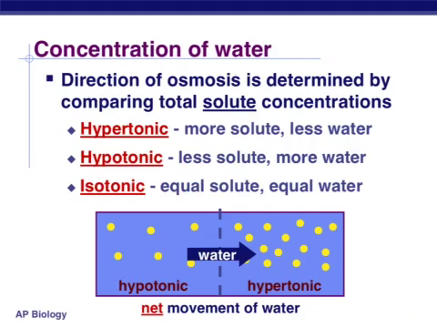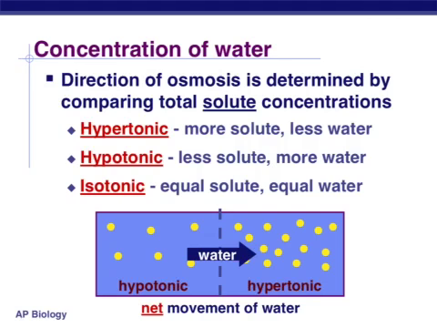Now, the direction of osmosis is determined by how much solute you have dissolved in the particular environment. The more solute you have, the less water you have. The less solute you have, the more water you have. Don't forget, it's the water that's moving, not the solute. And water is always going to go from high concentration to low concentration. So there are 3 different environments that your cells can be placed in based on the amount of solute.